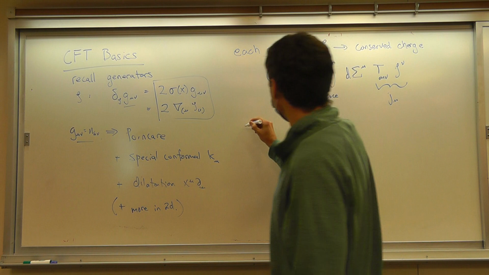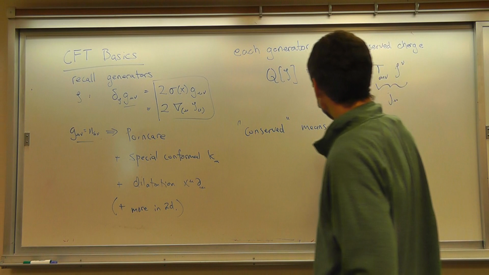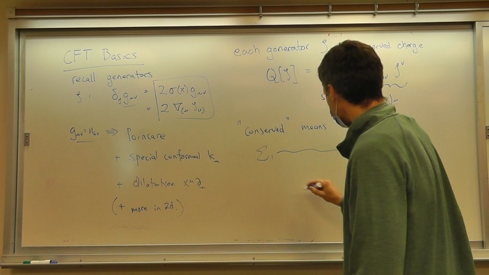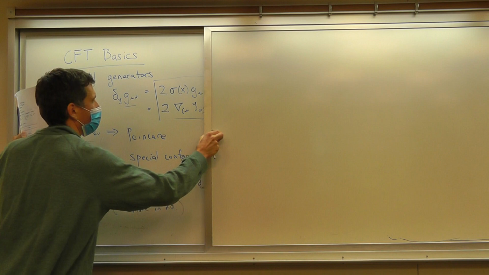Conserved means that if you do this calculation on one spatial slice, and then do this calculation on a different spatial slice in your space-time, you're supposed to get the same answer. Well, this is true as long as there's nothing funny happening between those two slices. We'll come back to that. Often we like to insert operators there and then it won't be true. But as long as there's nothing inserted there, conserved means that Q evaluated on sigma 1 is equal to Q evaluated on sigma 2.